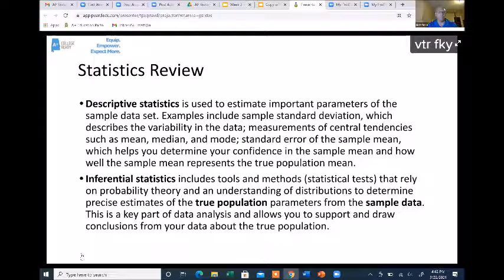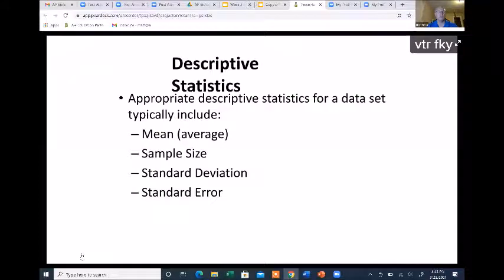On the other hand, we might also use what's called inferential statistics. And these let us take a sample of data and make predictions about the whole population, the whole big group, from a small sample size. We're going to be dealing mostly with inferential statistics for the rest of today. Here are some descriptive statistics that we might talk about: the mean, the size of the sample, the standard deviation, and the standard error.